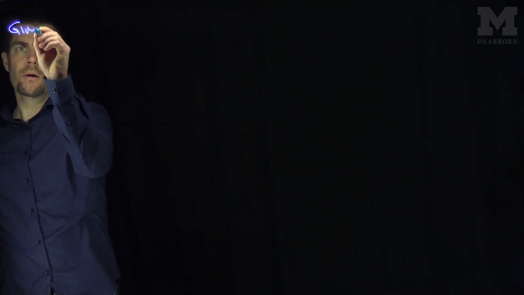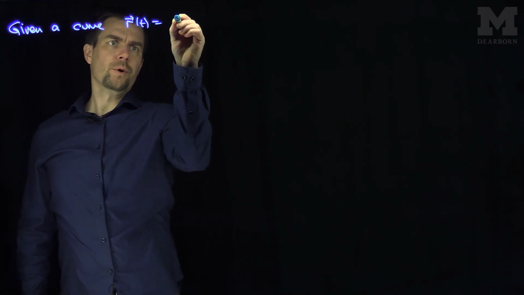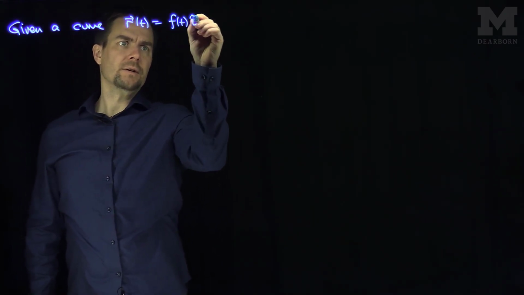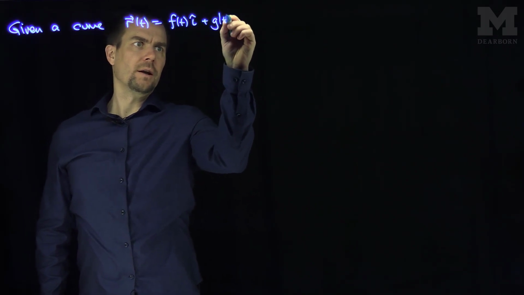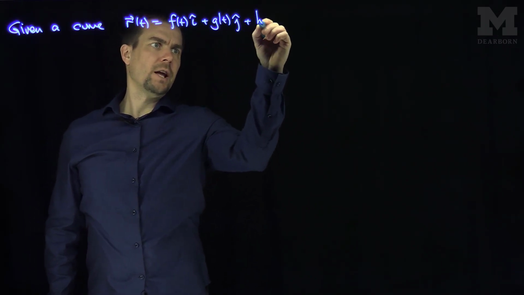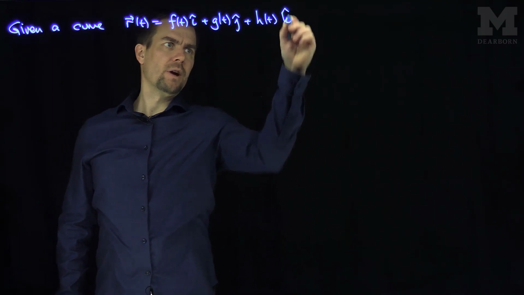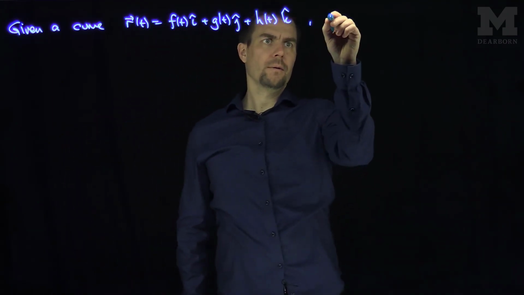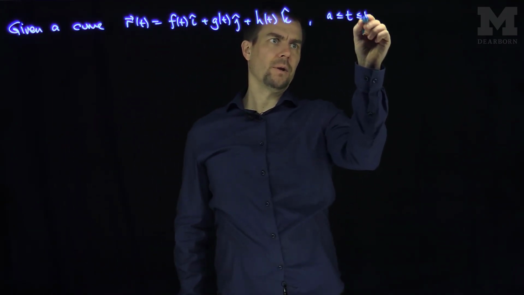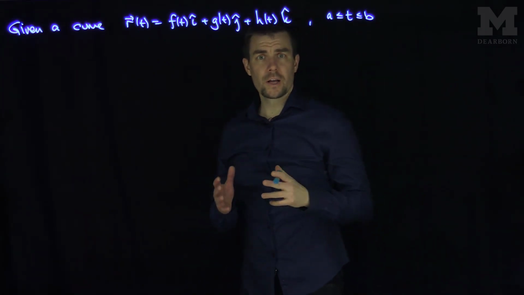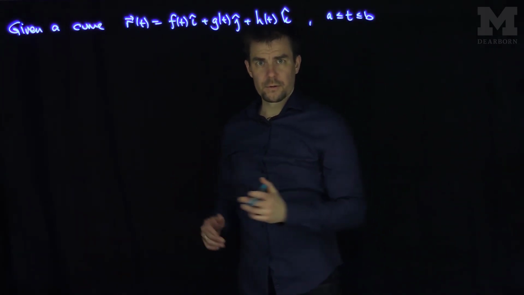Hello students, in this video we'll discuss curve and flow integrals. If we're given a curve r of t, which we can write as f of t i hat plus g of t j hat plus h of t k hat for some parameter space t between a and b, a less than or equal to t less than or equal to b, we know how to compute the arc length parameter of this vector field.